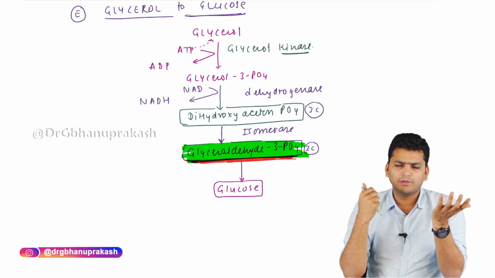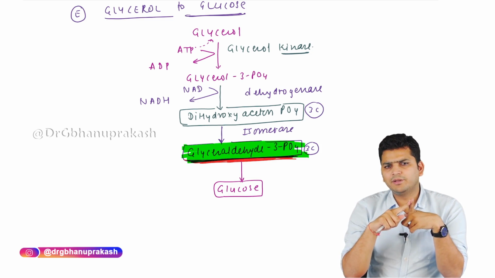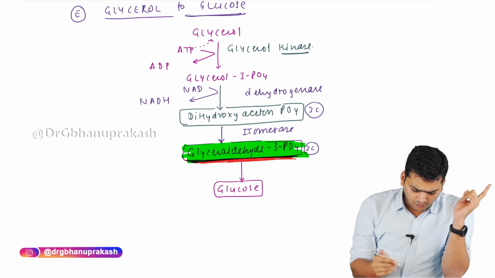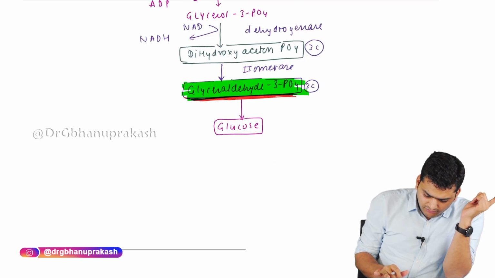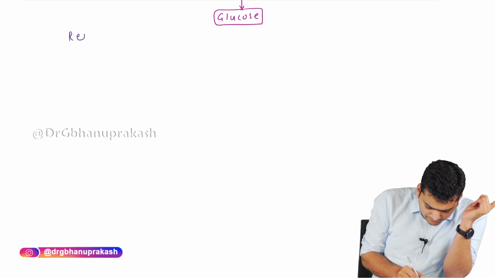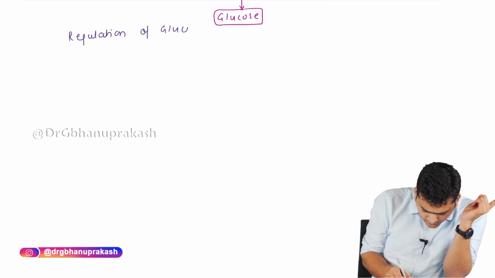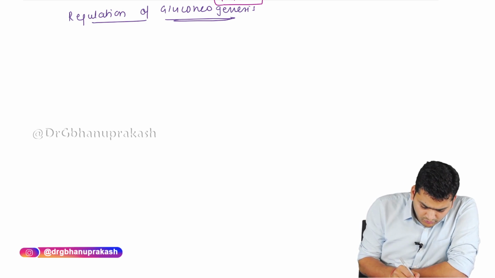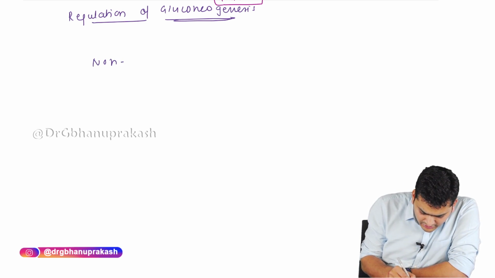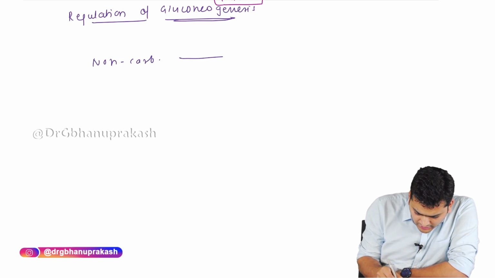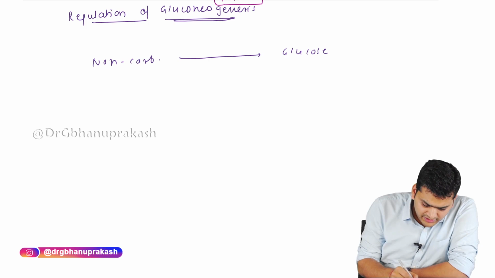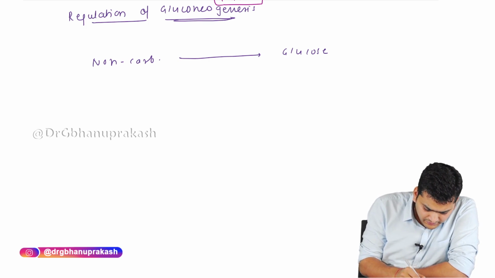You can make glucose from many molecules, but we can never ever make a glucose molecule from acetyl CoA. Now, having said that, let's see the regulation of gluconeogenesis. What we are doing in gluconeogenesis is that the non-carbohydrate molecules are going to convert into glucose, and this process is referred to as gluconeogenesis.